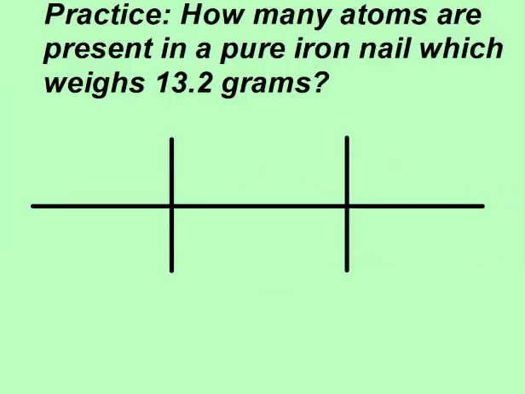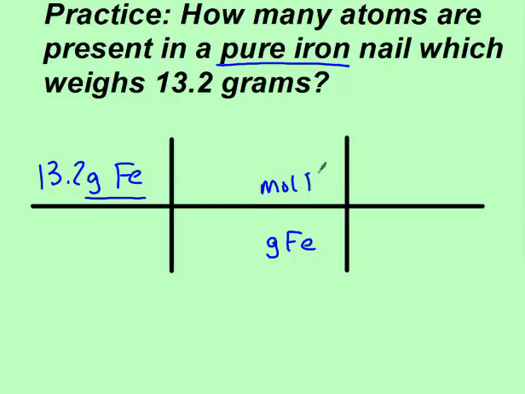This next one's a little bit trickier because we're going to start with what's given, because that's how we always start. So our 13.2 grams of pure iron. So that's Fe. Whatever unit is given, I'm going to write next. But I'm trying to get to atoms. I don't have a conversion for grams to atoms. I have to go through moles. So I'm going to put moles of iron here.